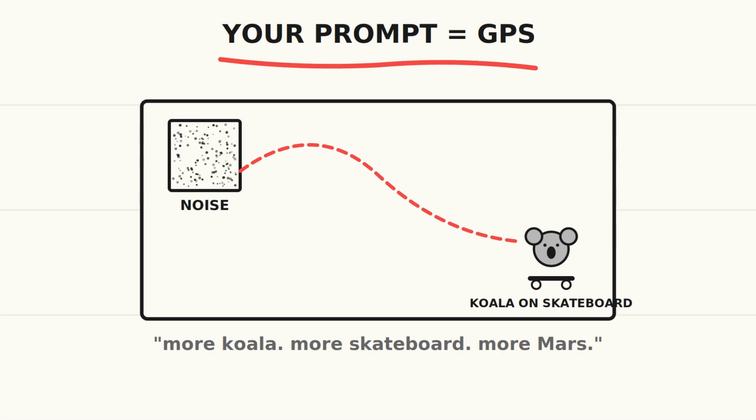The AI still starts from random noise, but at every denoising step, your words steer it. More koala, more skateboard, more Mars. 20 to 50 steps later, the fuzz has been steered all the way to your picture.